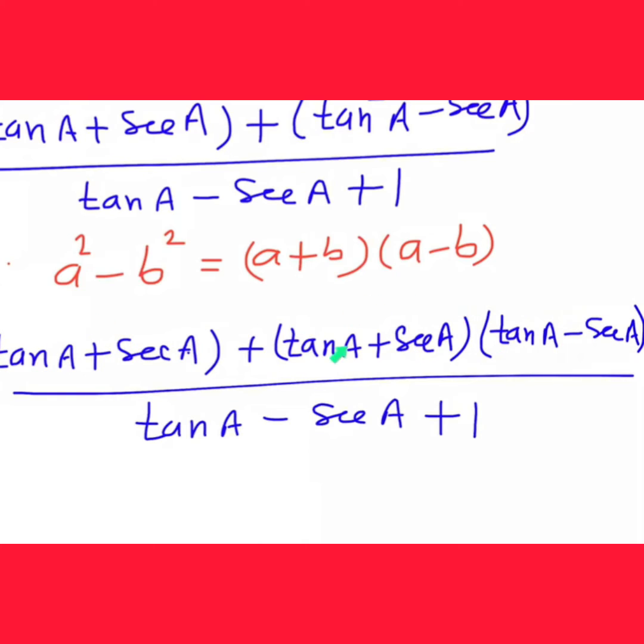This is the first term and this is the second term. So here is something common. Common is tan A plus sec A. दोनों टर्म में tan A और sec A कॉमन है. तो अगर आप इसे कॉमन ले लेते हैं तो आपको क्या मिलने वाला है?